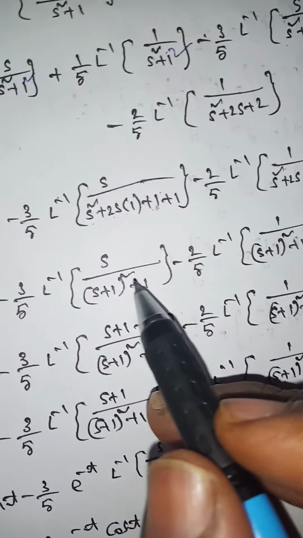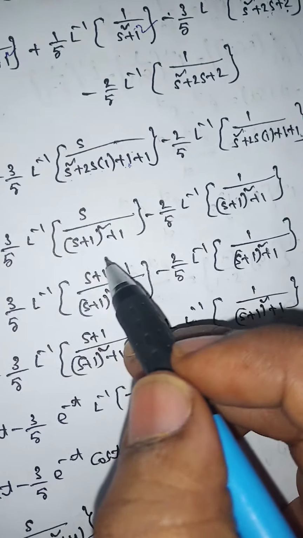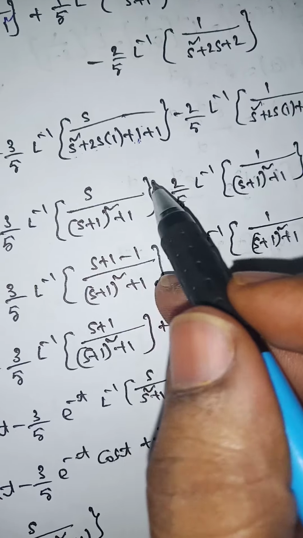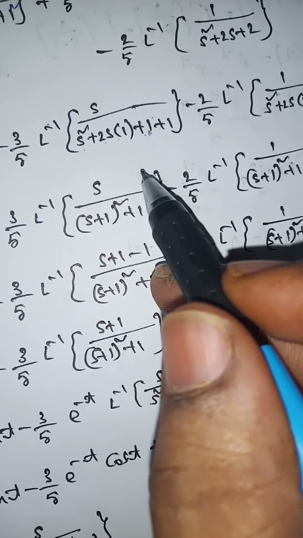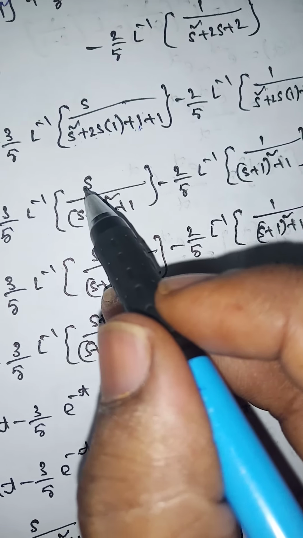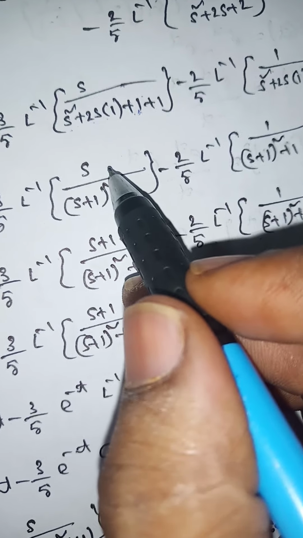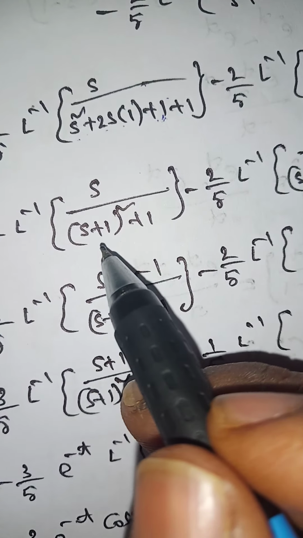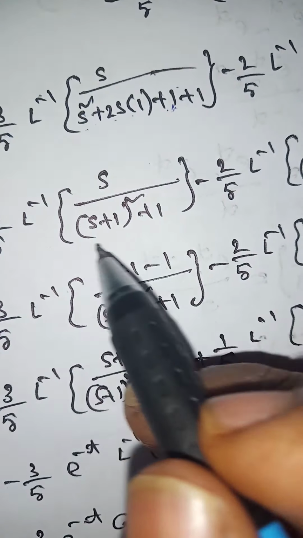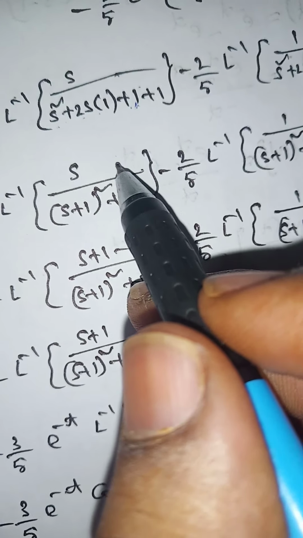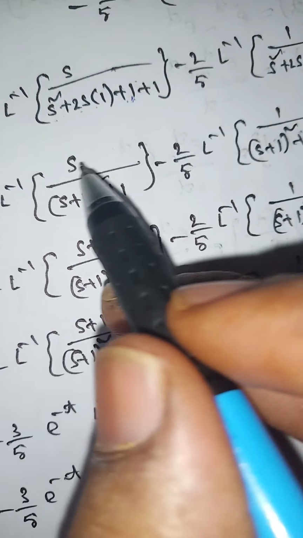Here, look at this term: s is here, and s plus 1 whole square plus 1 is here. That means you can say this term is in terms of s, but you cannot say it is in terms of s plus 1. If in the place of s we also have s plus 1, that is, s plus 1 by s plus 1 whole square plus 1, then everything will be in terms of s plus 1. You can say this is a function in terms of s plus 1, but here we don't have s plus 1.